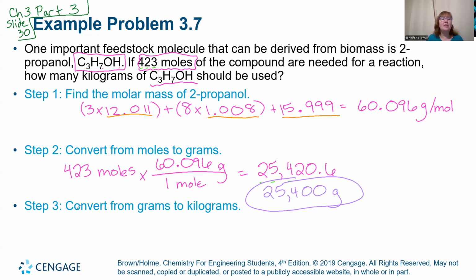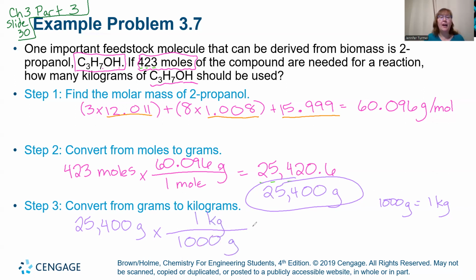So now why don't we come down here and we're going to convert from grams to kilograms. And we have 25,400 grams. And remember that there are 1,000 grams in a kilogram. And that is from chapter 1. And so because you have grams here on the top, we need to put our 1,000 grams on the bottom. And that means that we are dividing 25,400 by 1,000. And for our final answer, we are getting 25.4 kilograms.